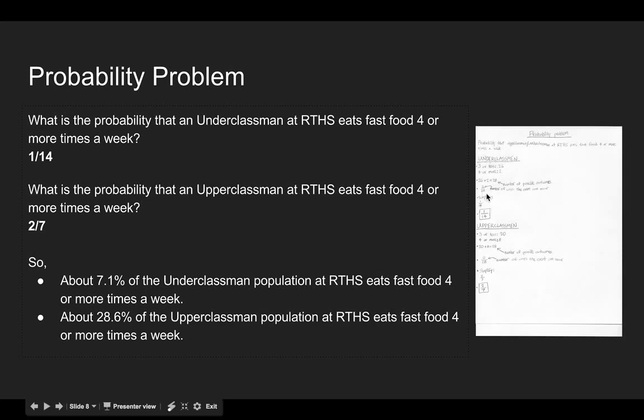And here's our original form of the probability problem for the underclassmen. Put the number of ways the event we're looking for can occur at the top as the numerator, and the number of possible outcomes in total at the bottom: 2 out of 28. Simplify that, you get 1 out of 14. Same process for the upperclassmen. There are 4 more, so 8 that were 4 or more. Put 8 over 28, simplify that, you get 2 over 7.